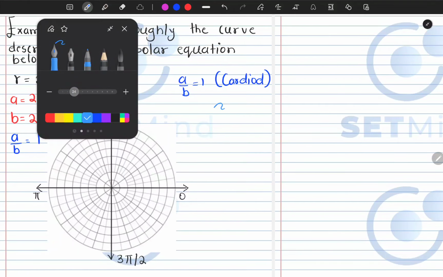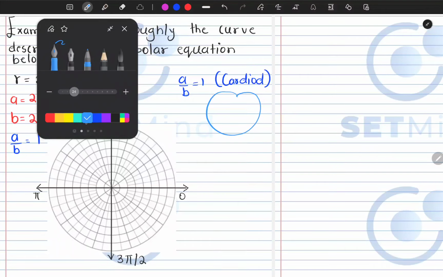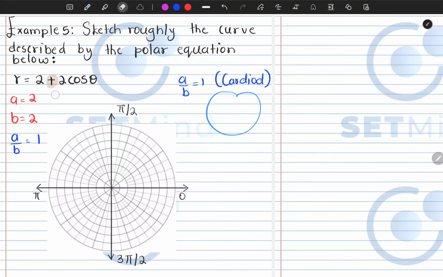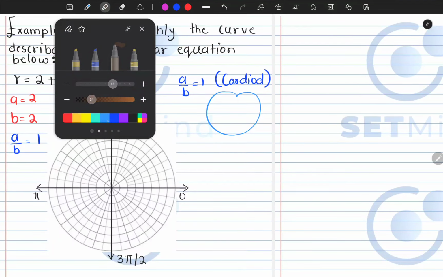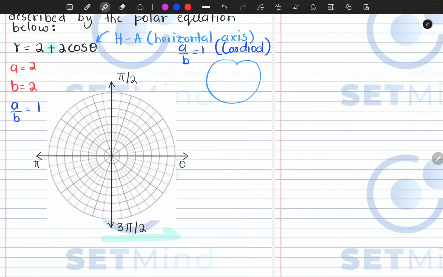Okay, so what does cardioid mean? It means that we have a shape that will want to be heart-like, like this. That is the kind of shape which we are going to have. It will be heart-like. And then the positive sign tells us if we should be leaning towards the right or towards the left. So remember, we are working with cosine. So with cosine, this means that we are looking at the HA, which is the horizontal axis. So we need to decide, are we leaning right or left? And because of the plus there, we are going to be leaning right.